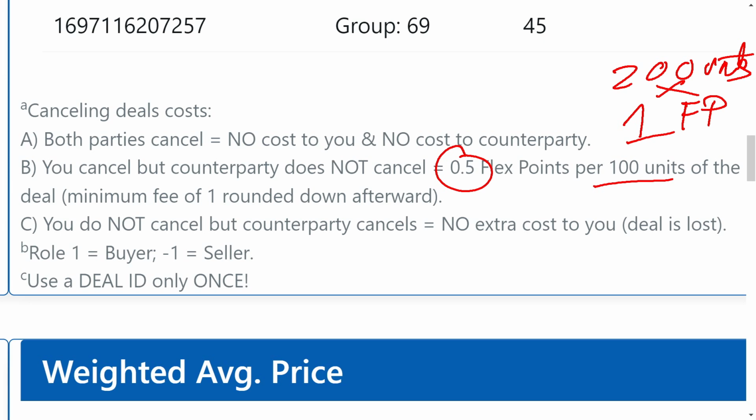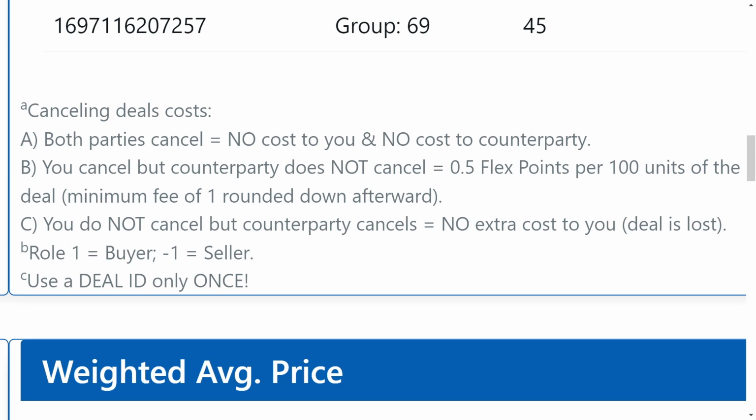So the fee is not huge, but it's also not small, especially when you start making big deals. So if we had, let's say, 600, so 600 would be 3 flex points. And we round down. So if this was, for example, 700, then it's still going to be 3. But when it gets to be 800, it's going to jump up to 4. So it's going to cost somebody who canceled and the other side did not cancel. It's going to cost something. But it's not huge. It's also not small.